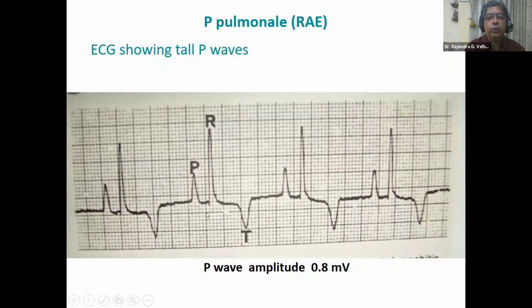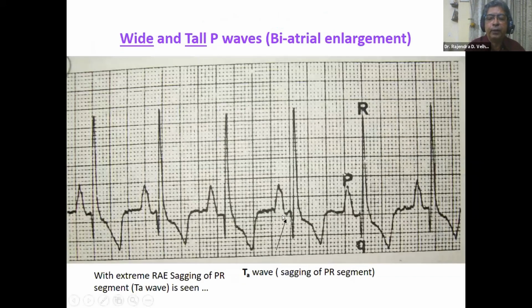Now I told you to just remember the PR segment. This is the PR interval, remember, but this is the PR segment. Whenever there is a right atrial enlargement, the PR segment hangs down, or this is called the sagging. And this is designated as the Ta wave, that is a capital T small a wave, Ta wave. And this is again an indication of right atrial enlargement. Here you can see the arrow shows you the sagging of the PR segment or the Ta wave.